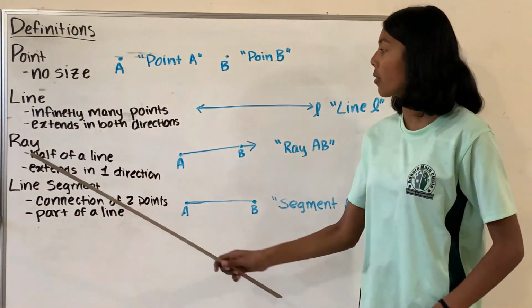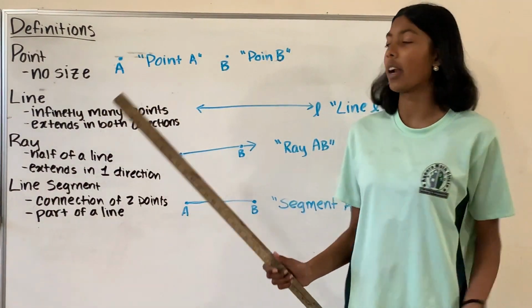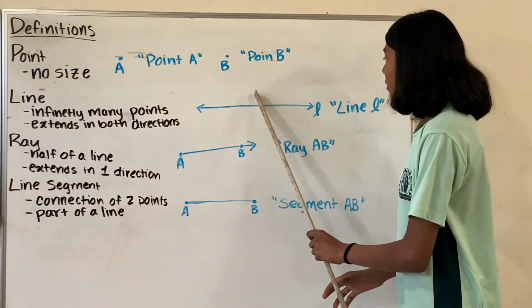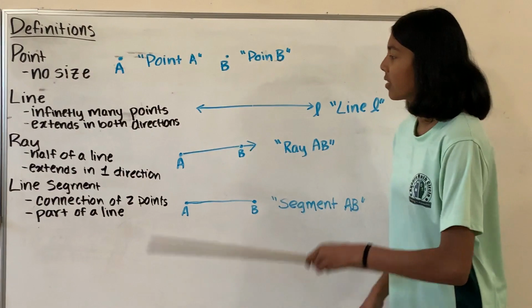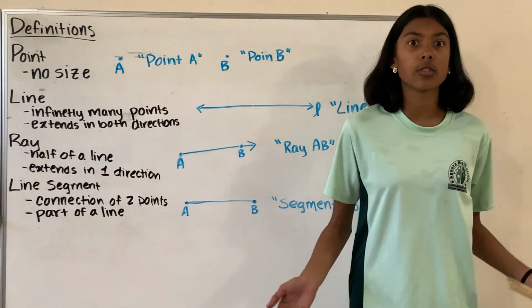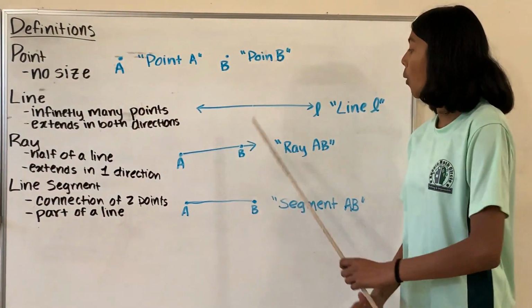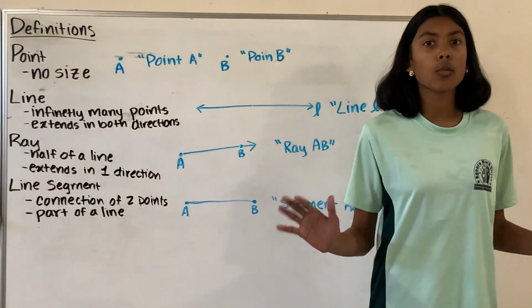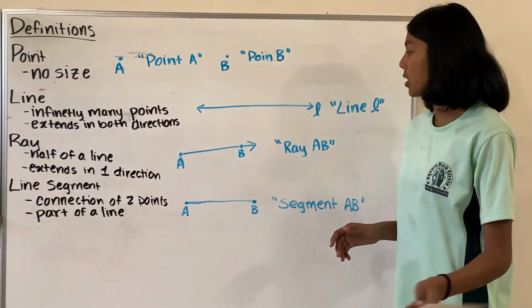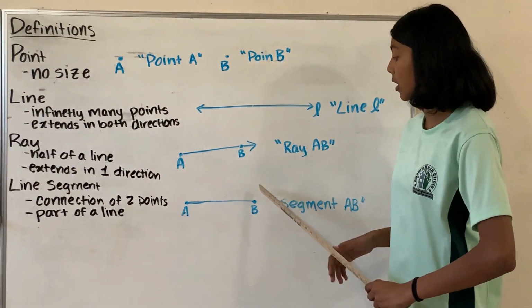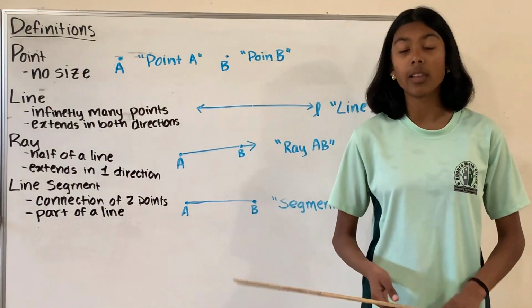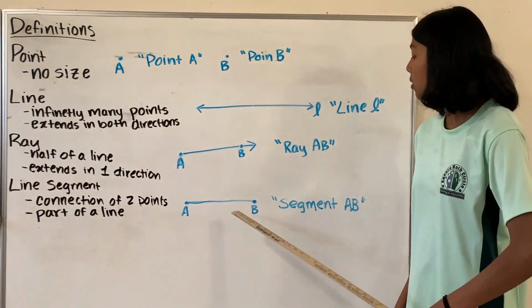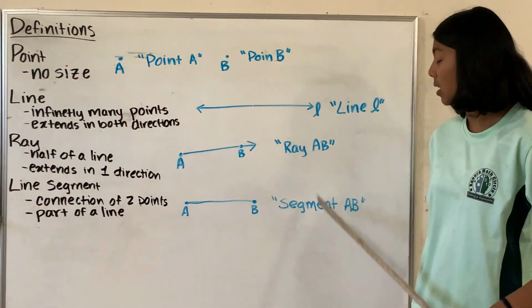Then we move on to our ray, which is basically half a line. It's like we take this line and cut it in half, and we get ray AB. And it only extends in one direction, so we have one arrow. And lastly, we have our line segment, which is basically a connection of 2 points. And it's a part of a line. And we call this line segment AB.